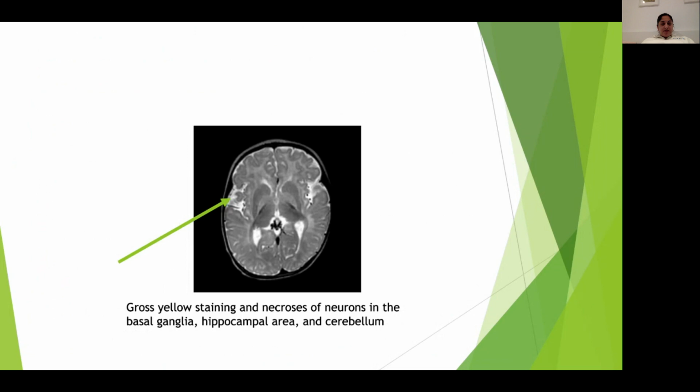So this is just an MRI that shows the buildup of the bilirubin within the brain. So we can see it where I've put this arrow. There's a typical area as well as on the other side that shows where the bilirubin is built up in the brain.